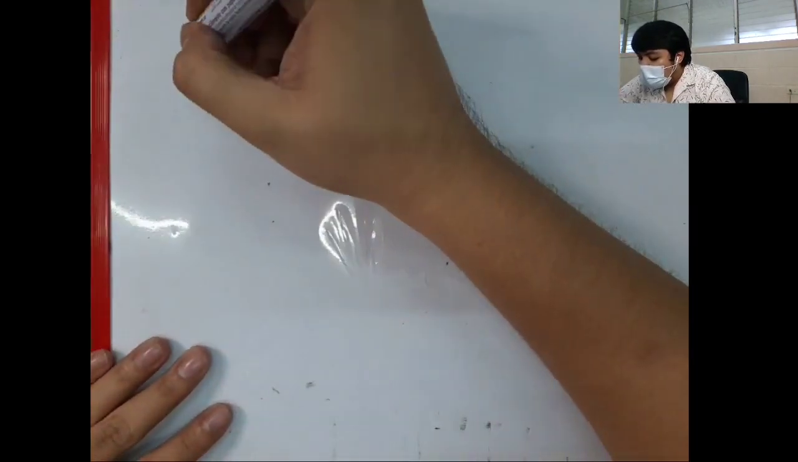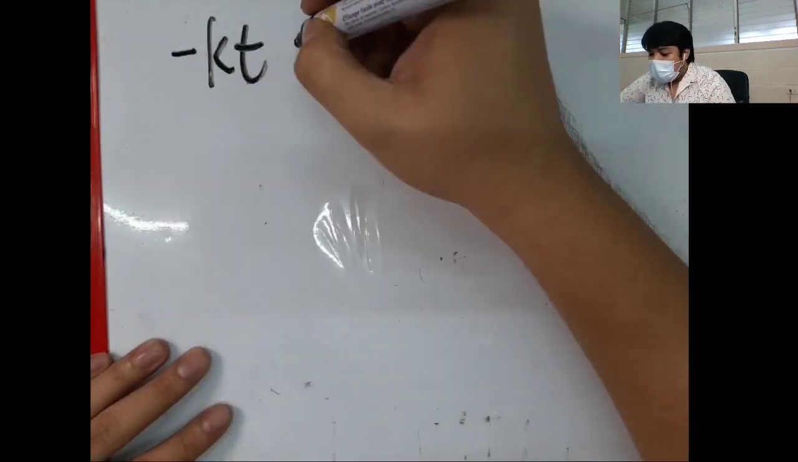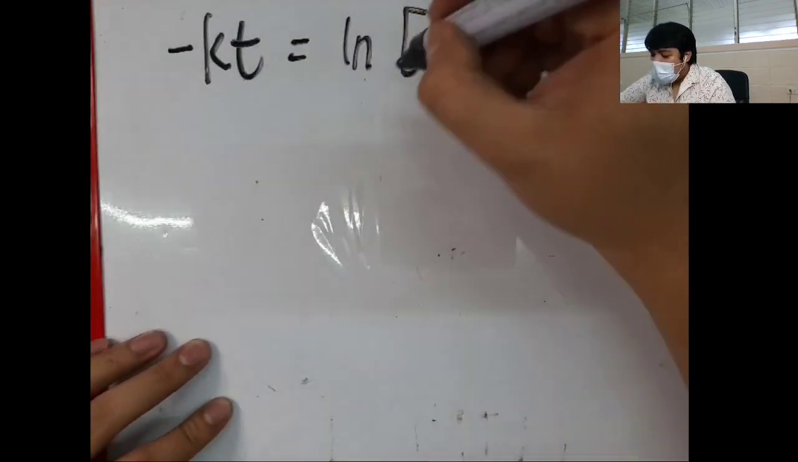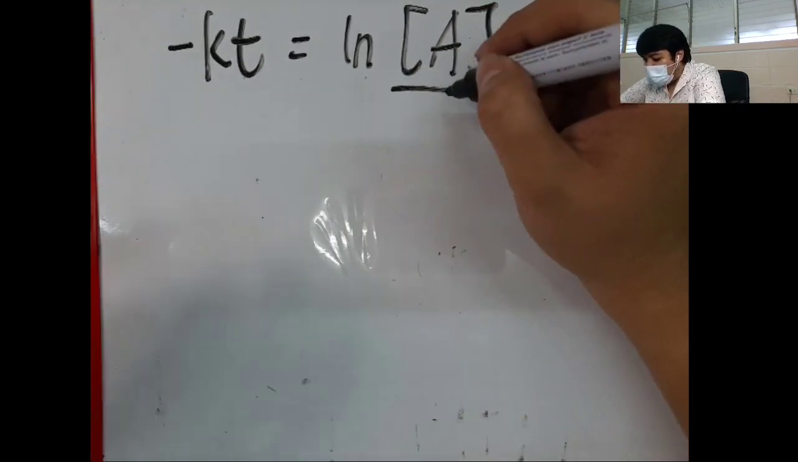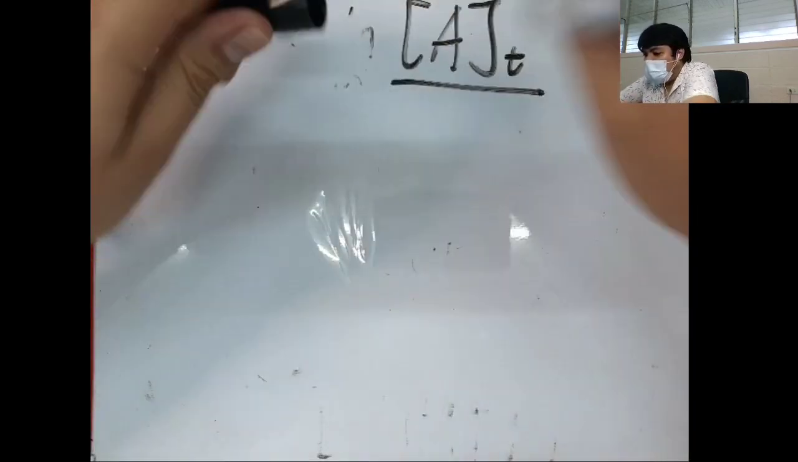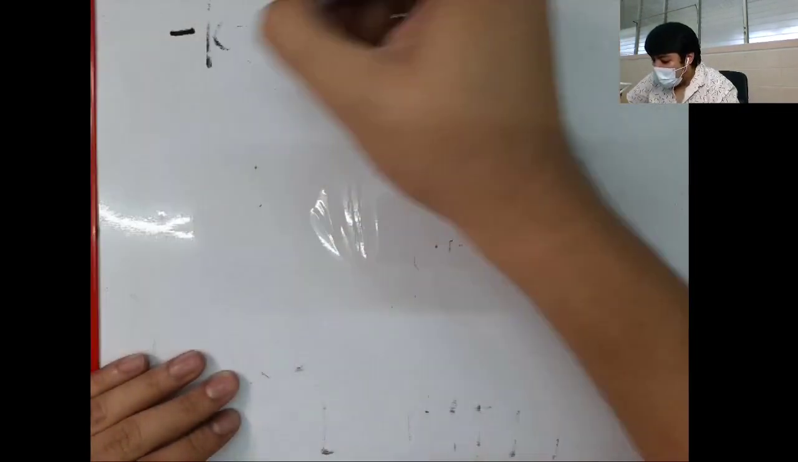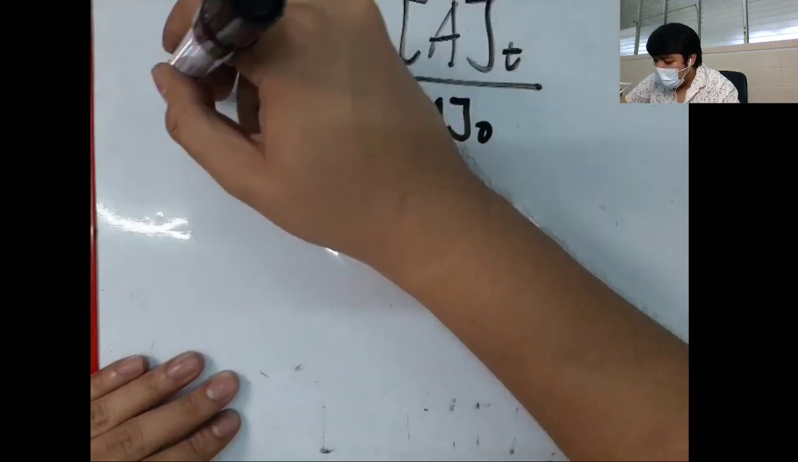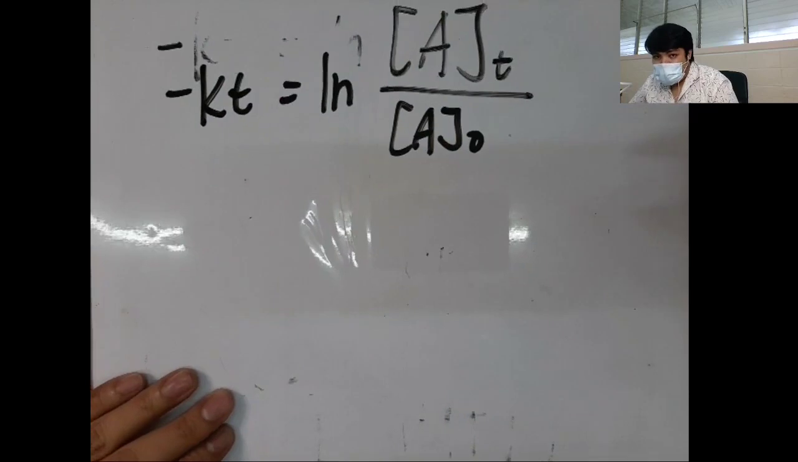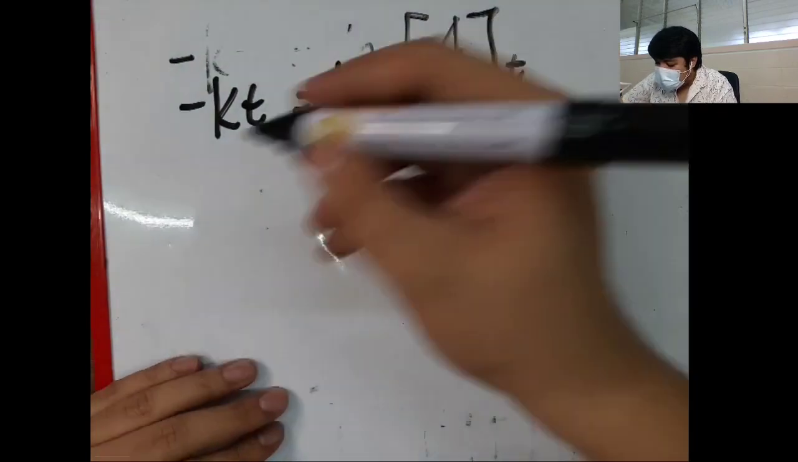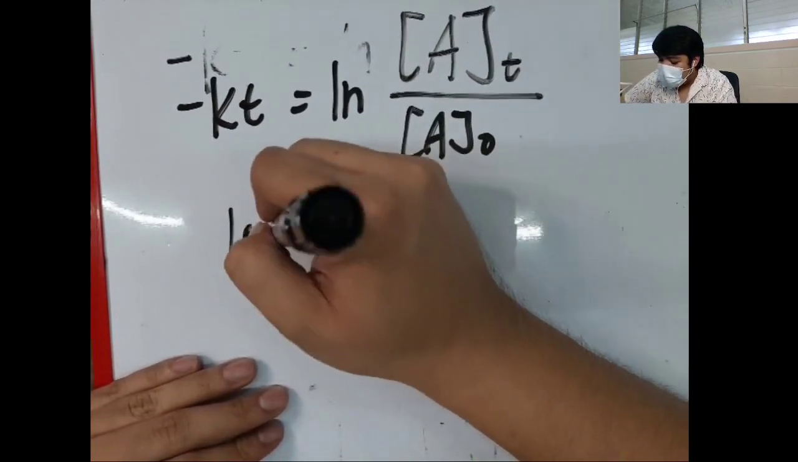So, remember that our integrated rate law is negative kt equals ln of the concentration of A at time t divided by the concentration of A initial. So for emphasis, I used the wrong pen. So this is ln [A]t over [A]0 equals negative kt. It's like this, right?